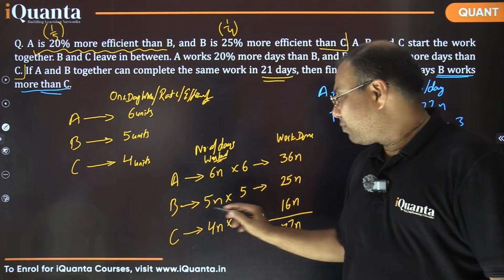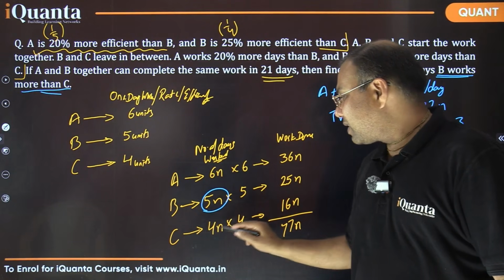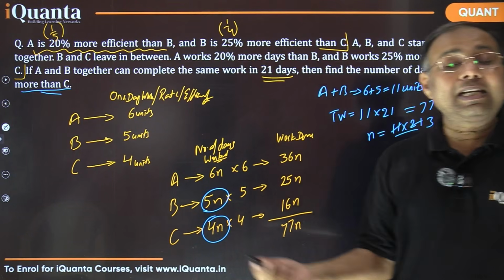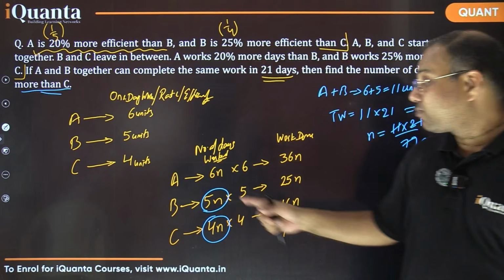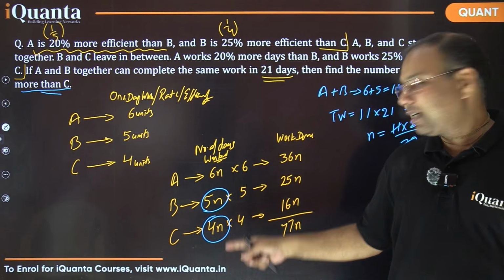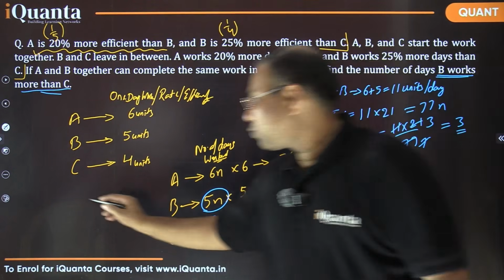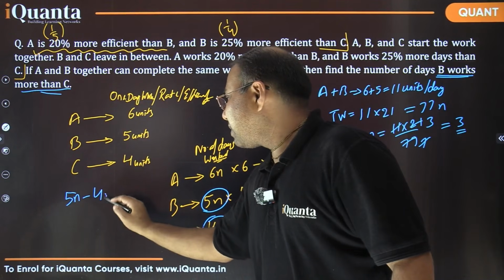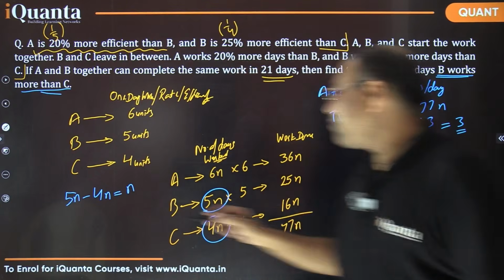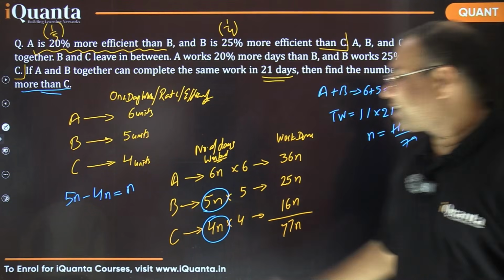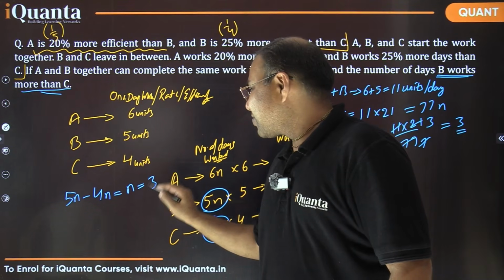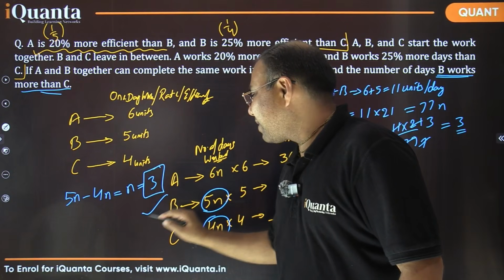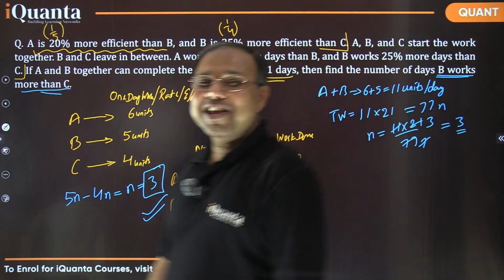So B has worked for 5n number of days and C has worked for 4n number of days. So for how many extra days has B worked in comparison to C? That is the question, and it is clearly visible. So we are to find out 5n minus 4n, right? Which is basically nothing but n, and that we have already figured out. It is 3, isn't it? So this is simply 3. So that is the required answer. Fine. Thank you very much.